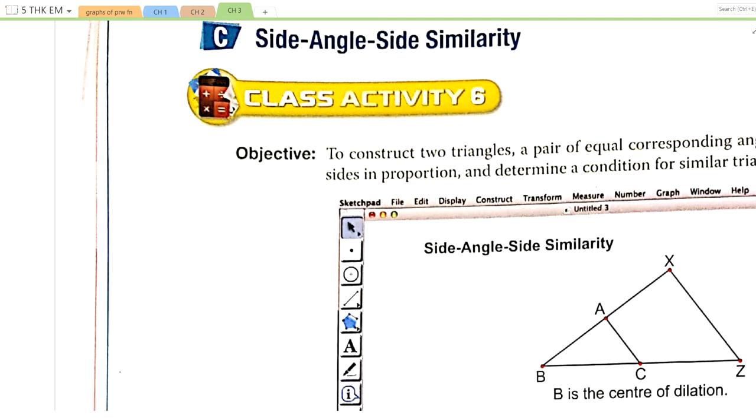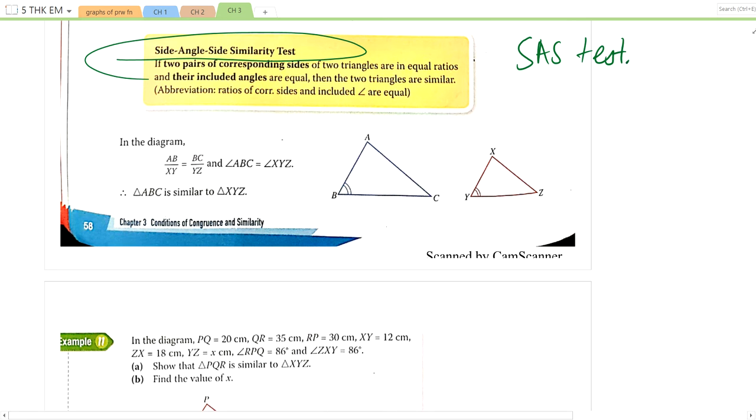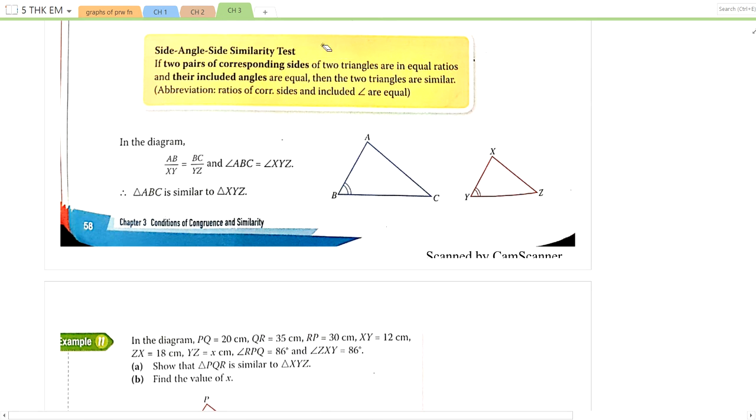Thank you. I've shown you and I've proven to you that whenever you are given two sides of the triangle plus the included angle, we are able to determine whether it is similar or not. So this is known as the side angle side similarity test. Does it sound familiar to you? Side angle side? How about we call this the SAS test? Would you like to call it the SAS test? Why not? Yeah, it was used for congruency already. So please don't use this abbreviation. Instead, we should call it the ratio of corresponding sides and included angle are equal.